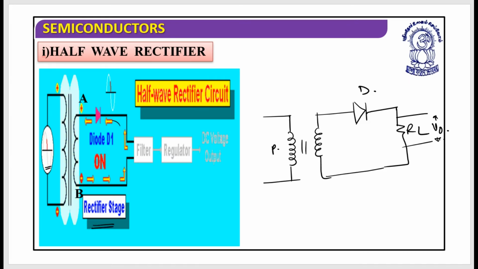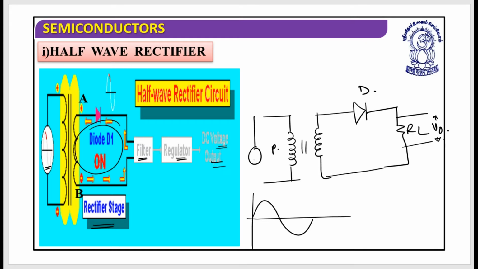This is the rectifier stage, and then there would be a filter and then a regulator, and this is the DC voltage output. As you can see, this diode continuously turns on and off, on and off. The AC is applied at this point, this is the AC source, and the AC input is applied on the primary side, and on the secondary side a diode has been connected.